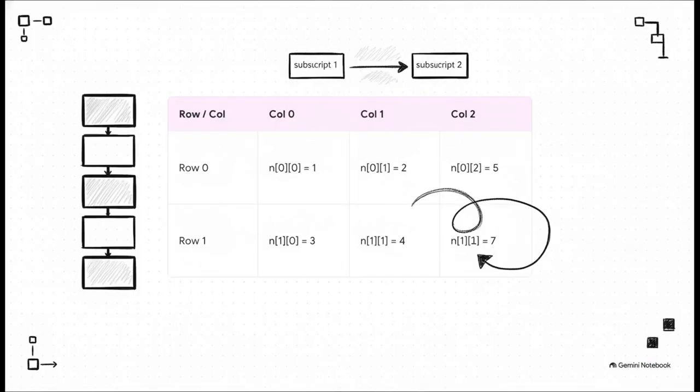Okay, so what happens when a single row of boxes just isn't going to cut it? We expand into a full grid. A multidimensional array is basically just an array of arrays. It uses two subscripts instead of one. The first defines the rows, and the second defines the columns. In a matrix like the one we're looking at, to find the number 4, we check row 1, column 1, which gives us the precise coordinate n[1][1].